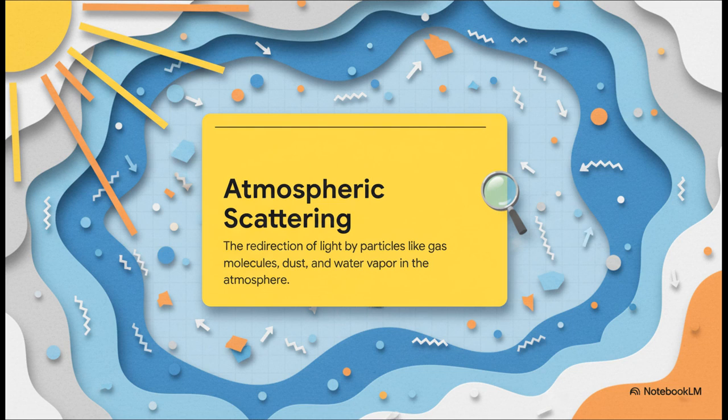So what exactly is it? Well, put simply, as sunlight travels through our atmosphere, it's not an empty highway. It smacks into tons of tiny particles: gas molecules, dust, water vapor, you name it. And when it hits them, the light gets bounced around in all directions. It's kind of like a giant cosmic pinball machine for light.